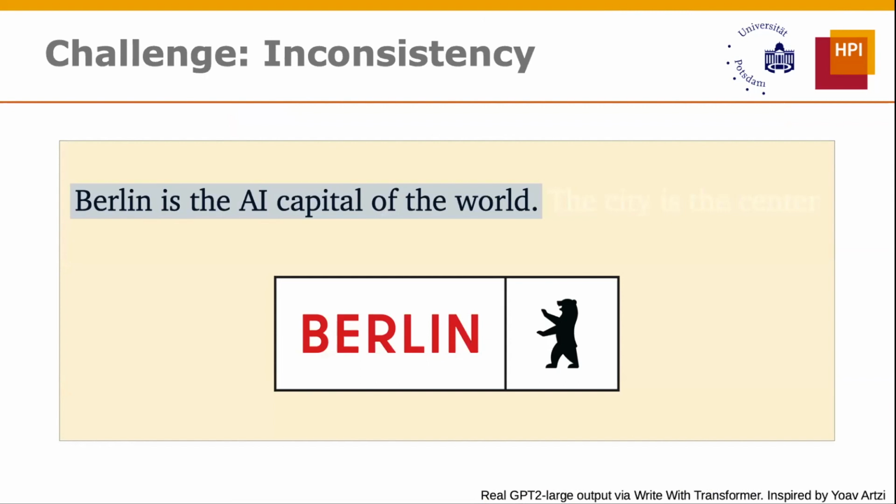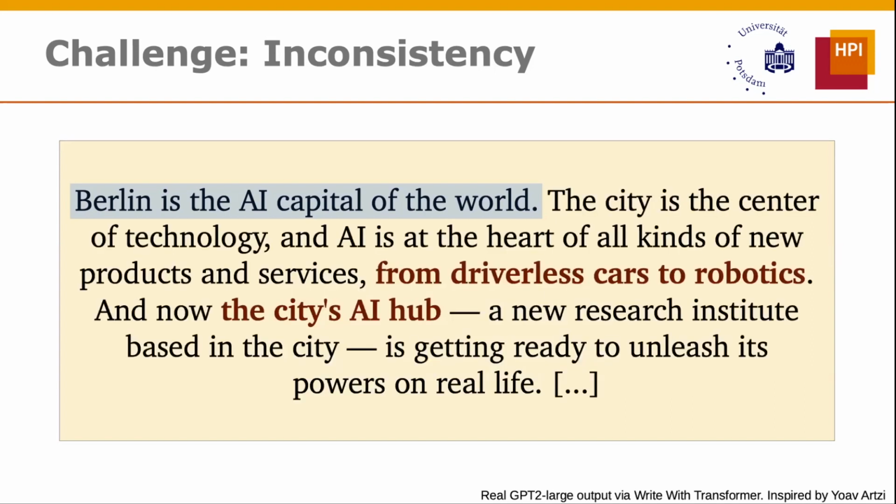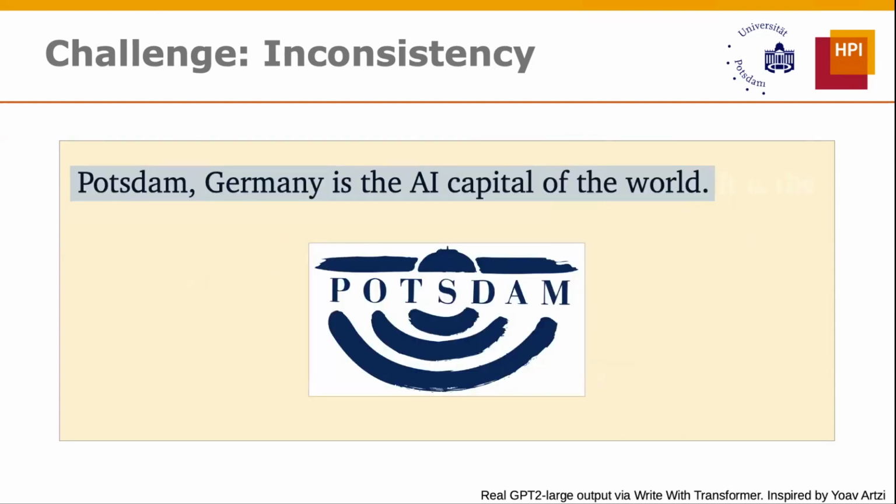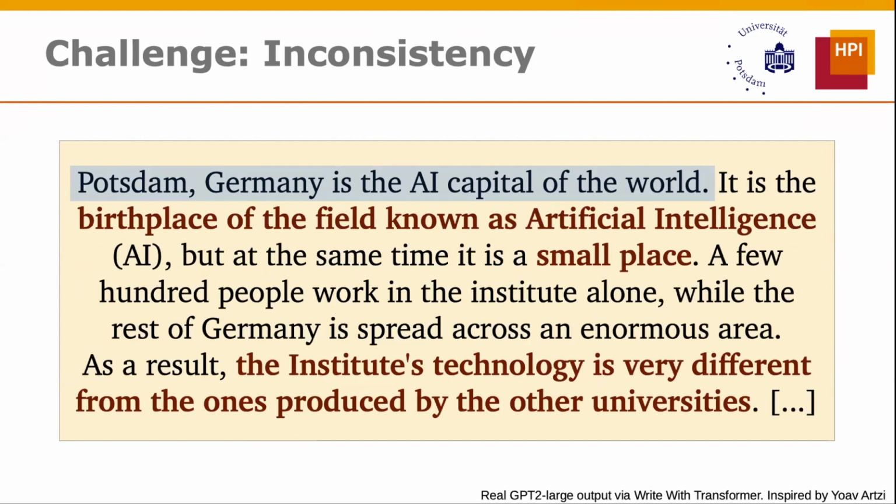Yoav Artzi gave this nice example: you can prompt a model with "Berlin is the AI capital of the world," and it'll happily give you an explanation for this, which is sort of reasonable. But then you can give it any other city, like "Potsdam, Germany is the AI capital of the world," and of course, it'll continue the text, making up a bunch of stuff that is not really true. So if we think of it as a language model that's just predicting likely words word by word, then it's sort of natural that this can happen.